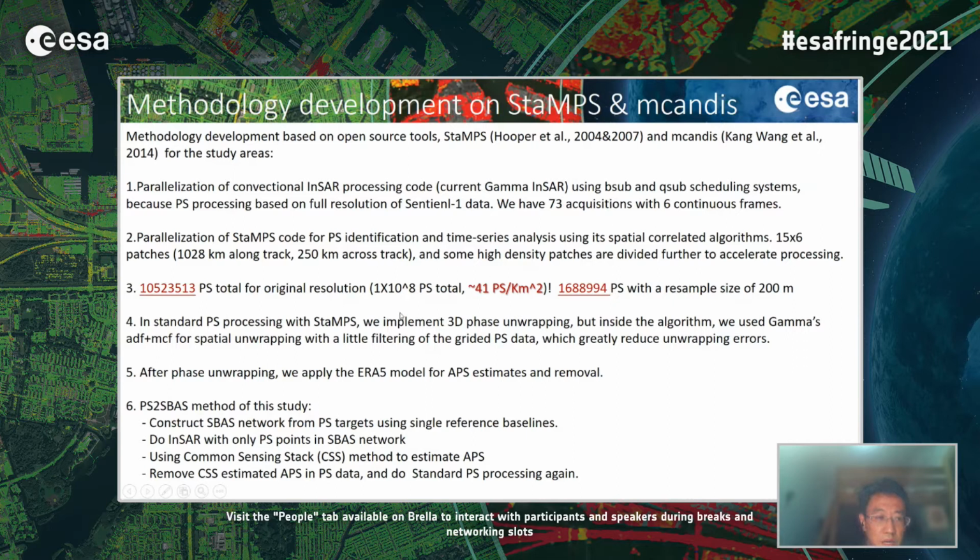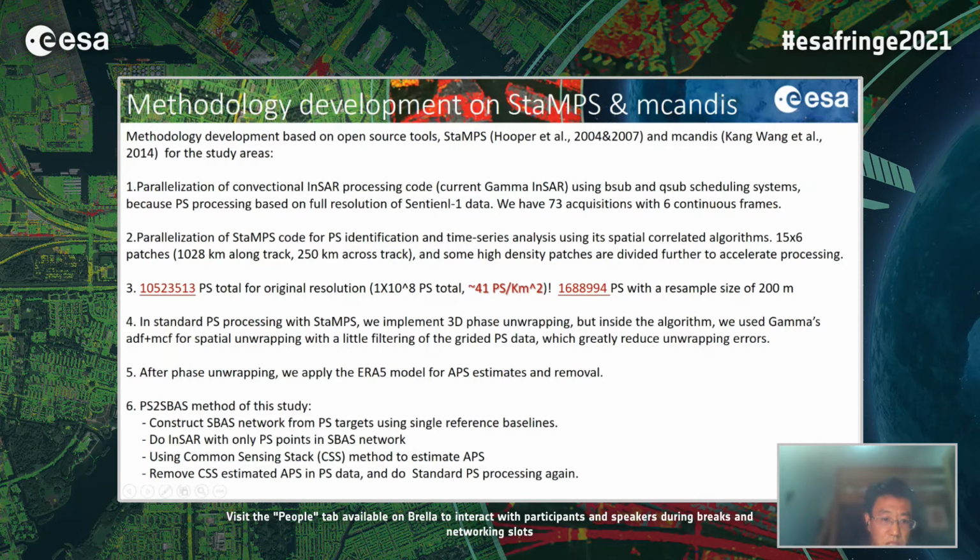In this conventional processing, we made some changes to the StaMPS steps. We mainly use Gamma's MCF spatial unwrapping code to help reduce unwrapping errors. But besides this, we also use a new method to do the analysis. We identify PS using the StaMPS method, but after that, we use the PS to form a sparse network.